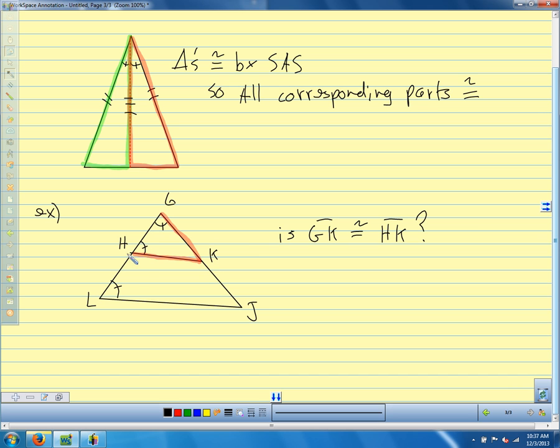This triangle is an isosceles triangle. The base angles are congruent, so the sides have to be congruent. So our answer would be yes, because a triangle is isosceles.